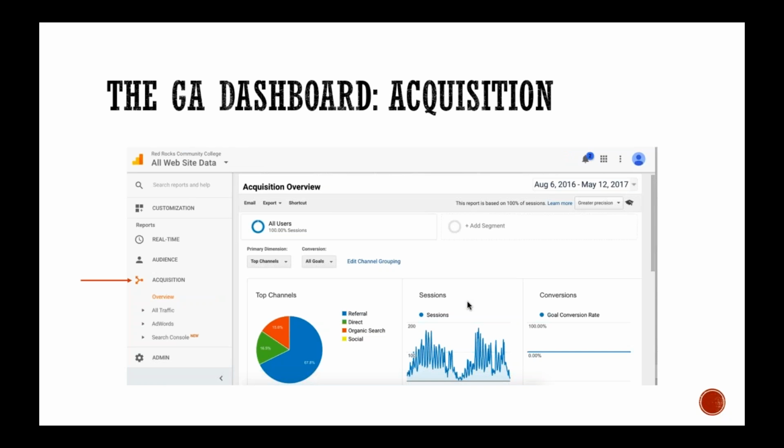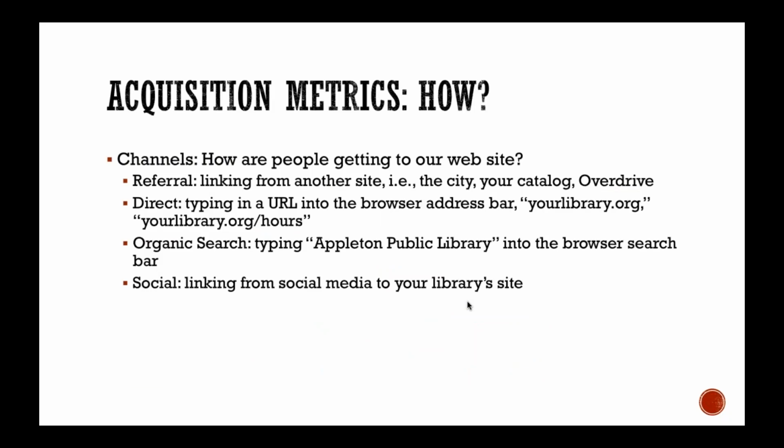Acquisition, simply, and I'll skip ahead a slide here, is how, meaning how do people get to our website? And there are four ways. This is pretty cut and dry compared to the who, the audience. People are referred to our site. That means they clicked on a link to our website from another website.